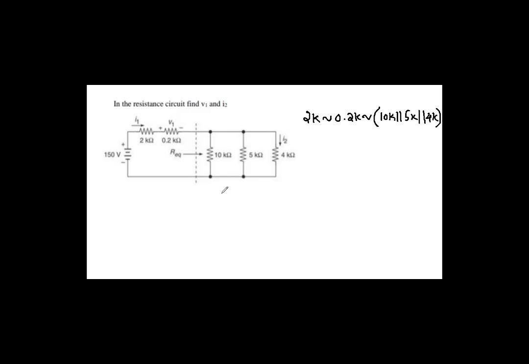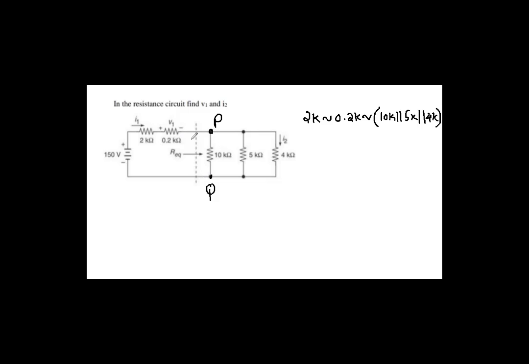And why do we need the total resistance? If you calculate the total resistance, then you can calculate the current I1 coming from the battery. Now this current will come, and you can see that there will be a drop in these two resistors, in 2K and 0.2K. So from 150, if you subtract that voltage drop, you can get the voltage at this point P, and this point Q is at zero potential.